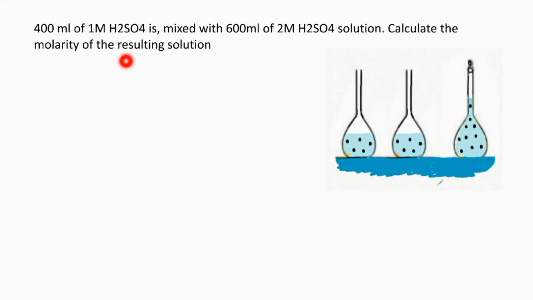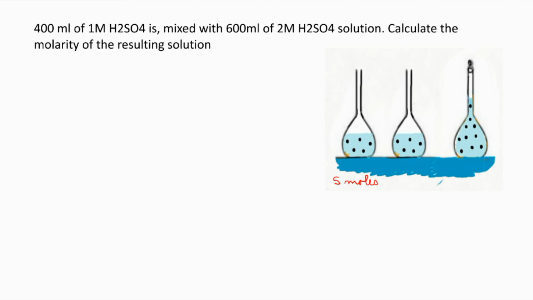Now see this question. 400 ml of 1 molar H2SO4 is mixed with 600 ml of 2 molar H2SO4 solution. Calculate the molarity of the resulting solution. This is the second type of problem you may get related to molarity, where we mix two solutions and they ask the molarity of the resulting solution. From this picture itself, the idea will be clear.